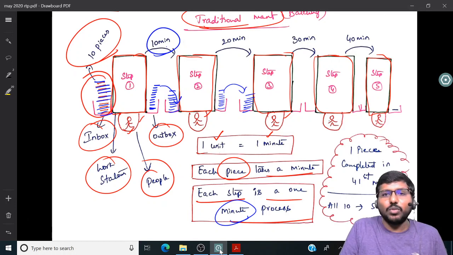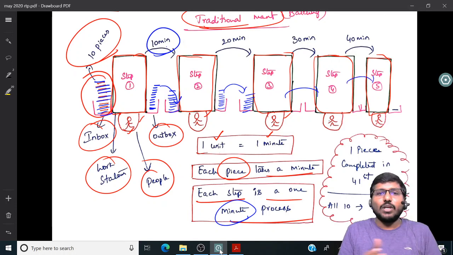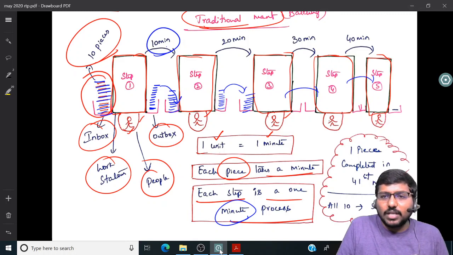So 30 minutes you'll be out of step 3, and 40 minutes you'll be out of step 4. Are you able to understand? So that's how it's gonna happen. Anyway, now see here carefully.